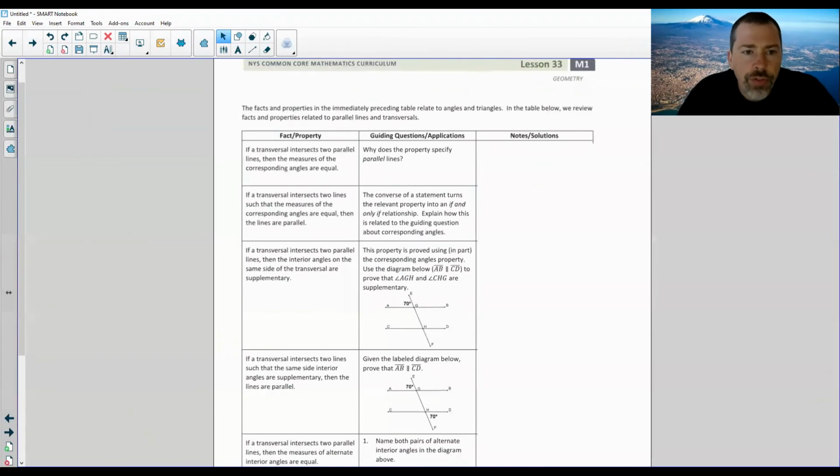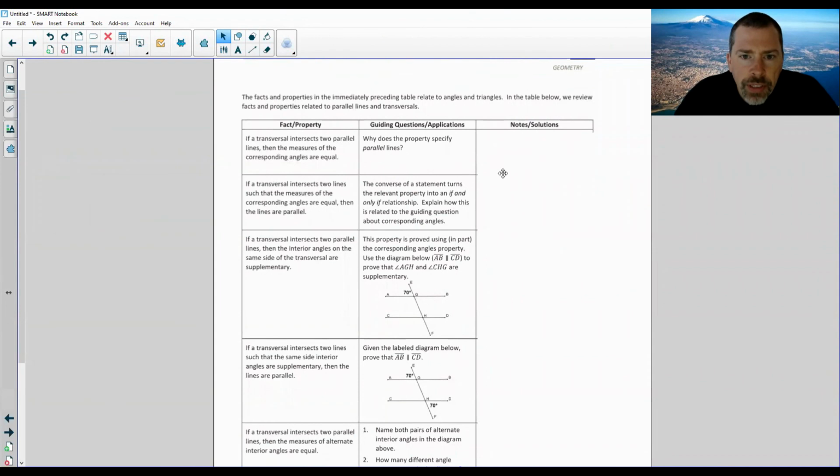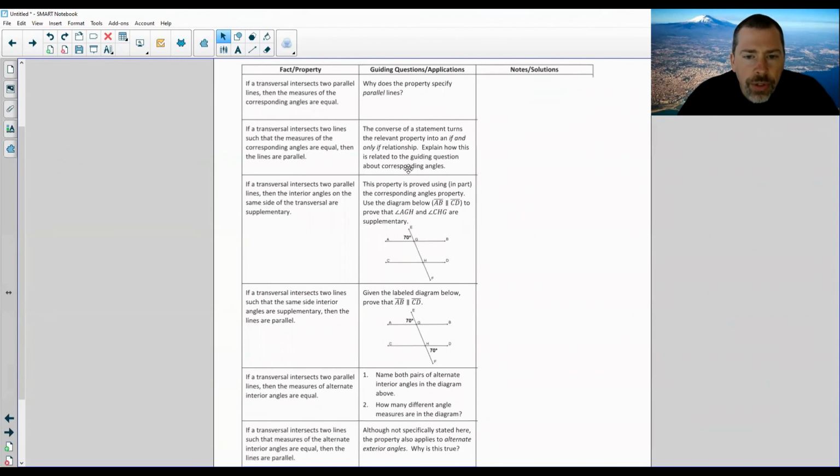Here we go to page 4. The facts and properties in the immediately preceding table relate to angles and triangles. In the table below, we review facts and properties related to parallel lines and transversals. Okay, so here we go. If a transversal intersects two parallel lines, then the measures of the corresponding angles are equal.